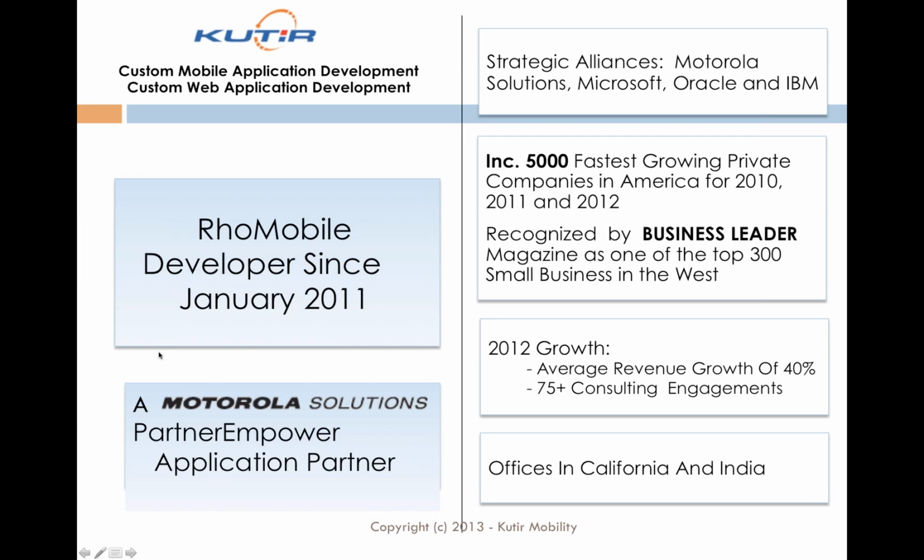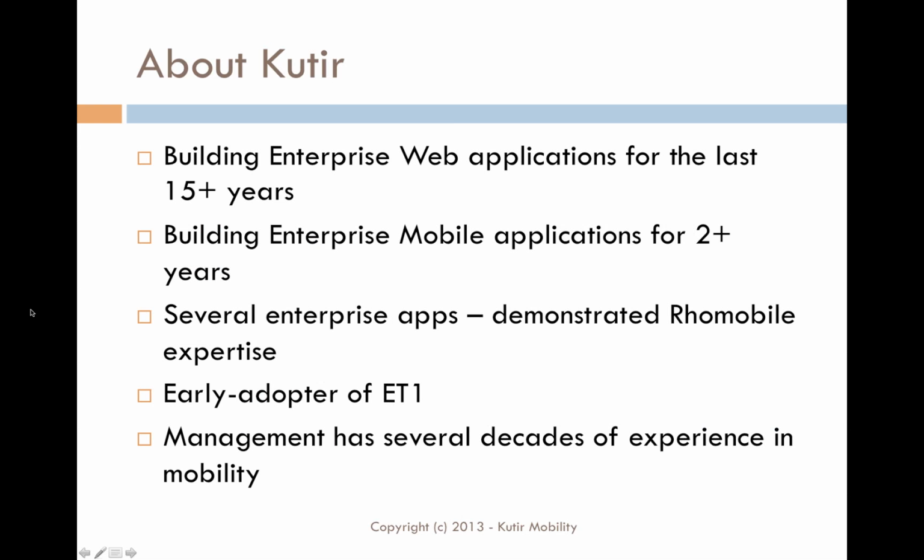And we've received quite a few awards from the industry. Inc. 5000 and Business Leader both have recognized the work we have done and the growth we have shown. So we've been building web applications for the last 15 plus years, and mobile applications using the Rho platform for a little over 2 years now.